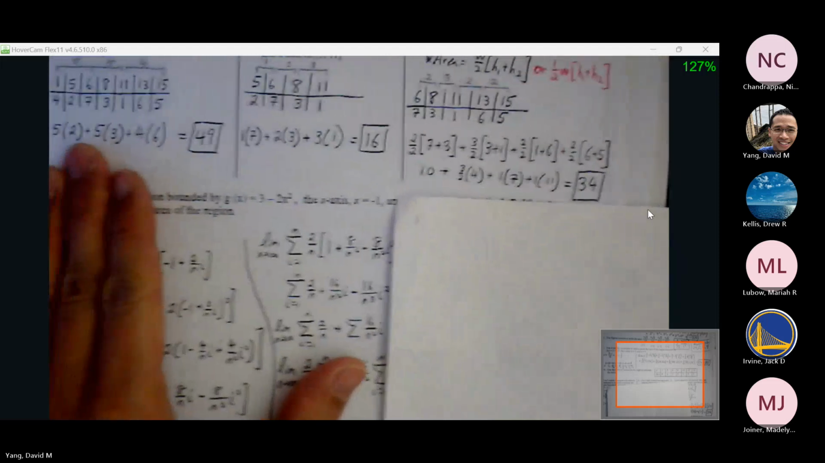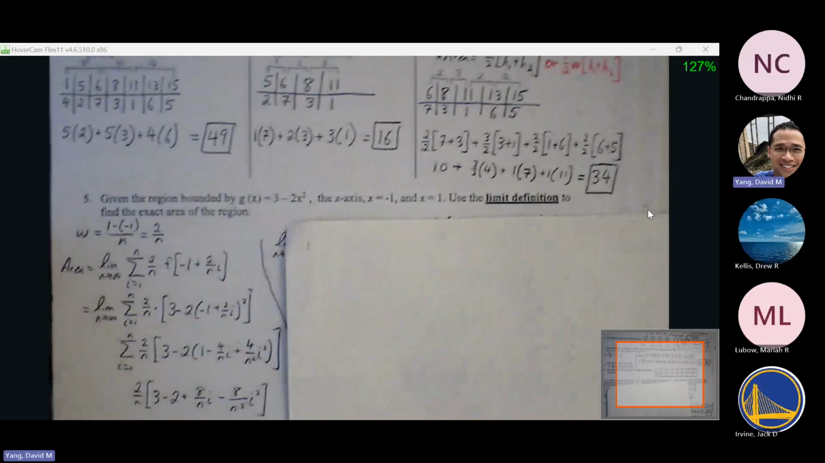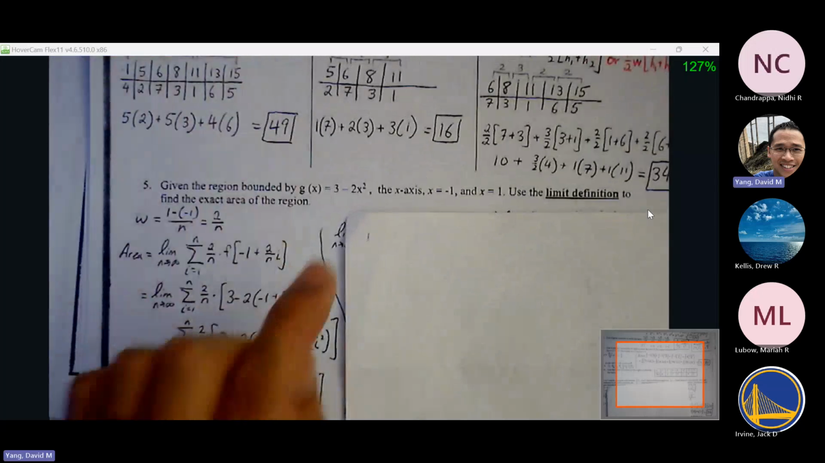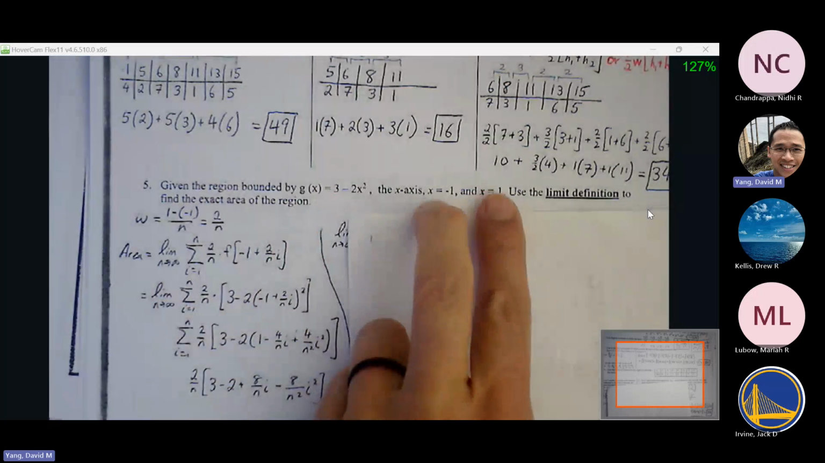All right, number 5. Now we're using the area definition, which I will give you on your formula sheet. We want to start off by finding the width. So width is b minus a over n.